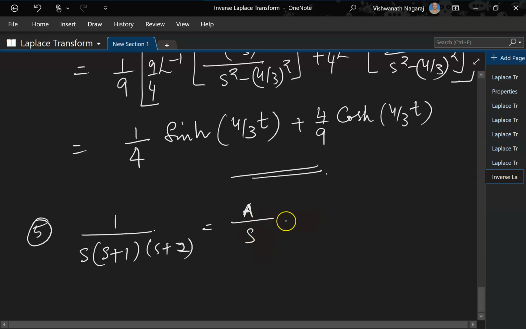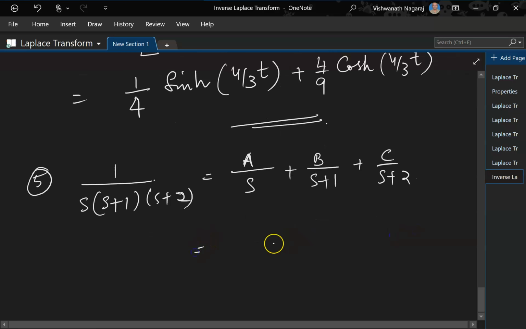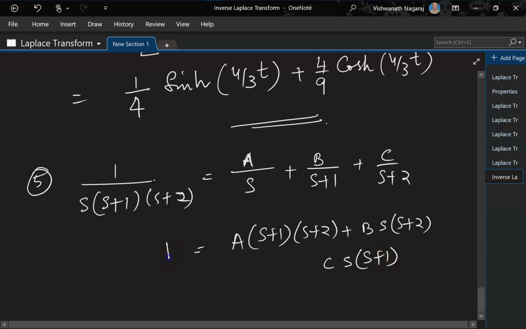This can be written as a by s plus b by s plus 1 plus c by s plus 2. So if we add up all these, what happens in the denominator? We multiply s times s plus 1 times s plus 2. So that time this gets cancelled. In the numerator, what will happen is a times s plus 1 times s plus 2, plus b times s times s plus 2, plus c times s times s plus 1. This is equal to 1.